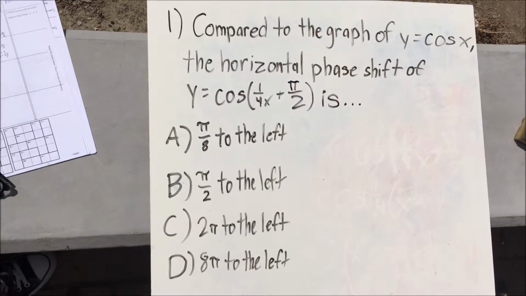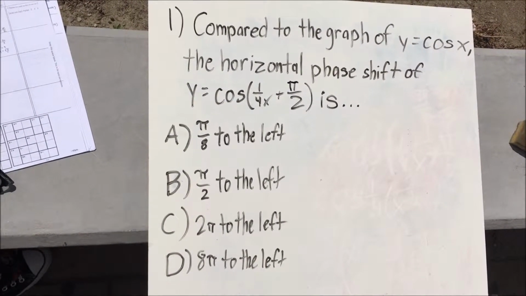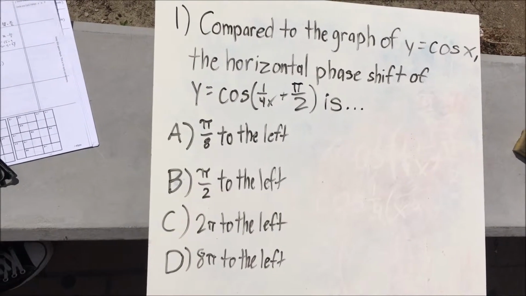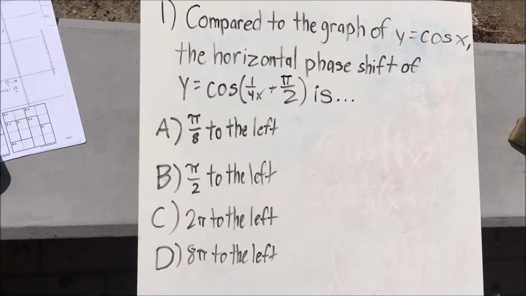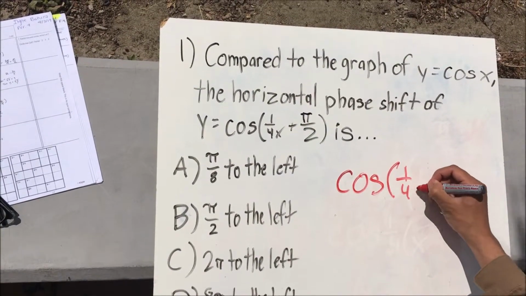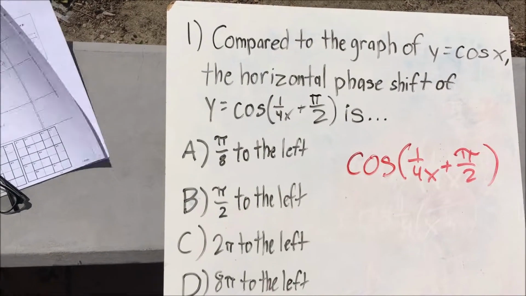And today, we'll be discussing the first question. Find the horizontal phase shift for y equals cos 1/4 x plus pi over 2. Now, the first thing we're going to do is to find the horizontal phase shift, we have to find C. So first, we're going to write down the equation. Cos 1/4 x plus pi over 2.